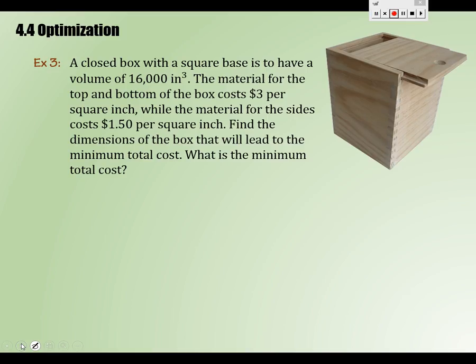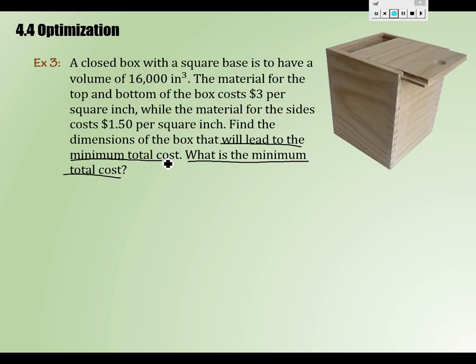Let's work through number 3, just because the pre-calc portion of this is a little bit tricky. The thing I want to highlight is this piece right here. What is the minimum cost, right? So we've got a box, and I've tried to emulate that over here on the picture. It is to have a volume of 16,000 inches cubed. The material for the top and bottom of the box is $3 per square inch, and we'll assume that the thickness is not really an issue here. The material for the sides costs $1.50 per square inch. So find the dimensions that'll lead to the minimum total cost, and also find that minimum cost. So actually, give us everything.